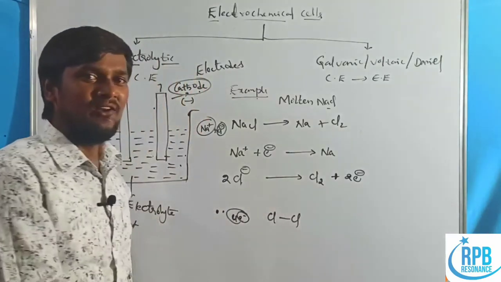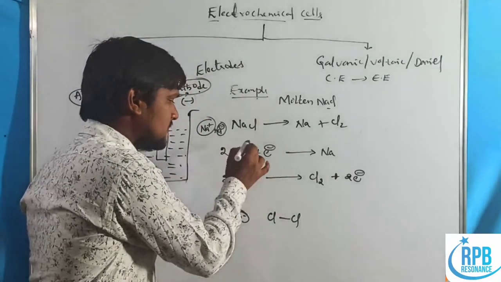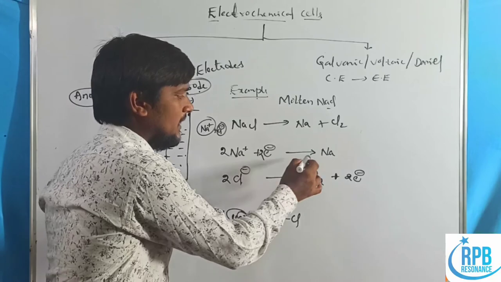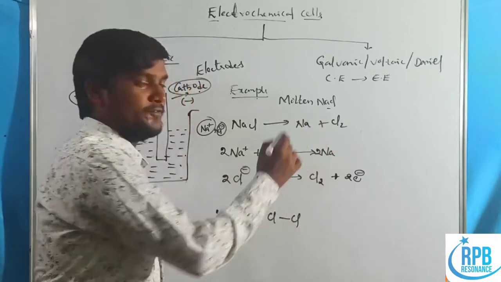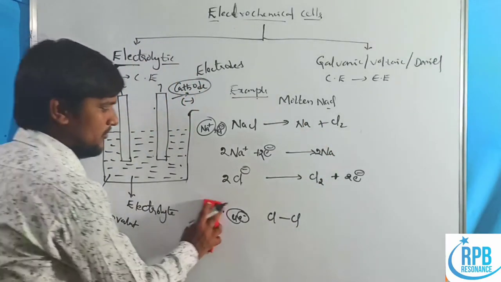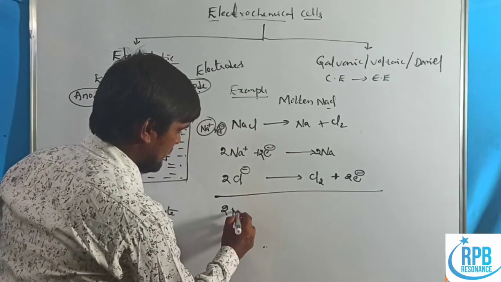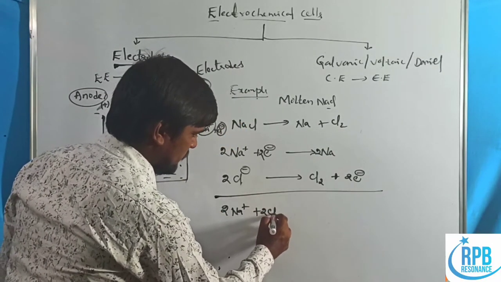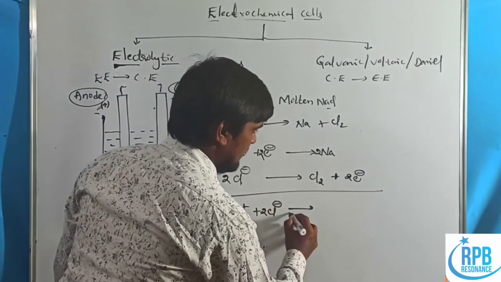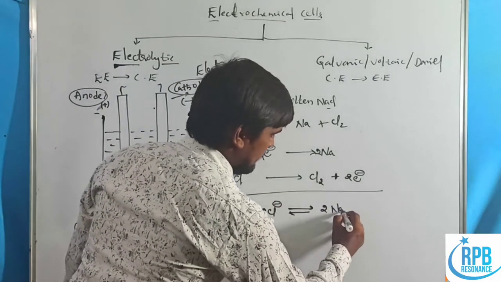So for electrical neutrality, here we use 2 moles of sodium. So 2 moles of electrons gained, then it forms 2 moles of sodium. So this is the electrical neutrality. So the overall reaction is 2 moles of Na+ treated with 2 moles of chloride, then it gives 2 Na plus Cl2.